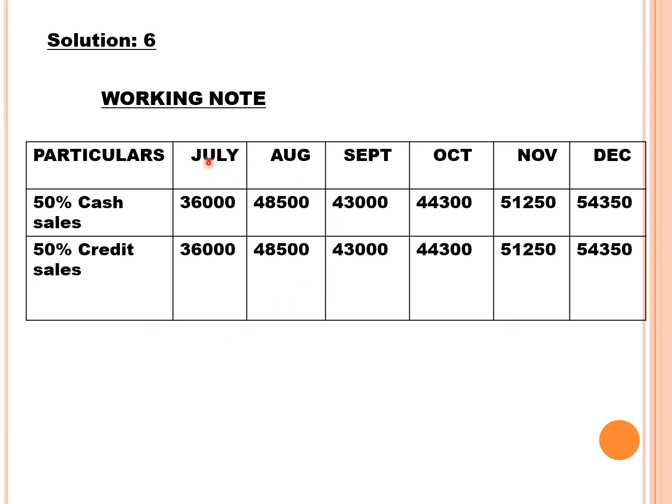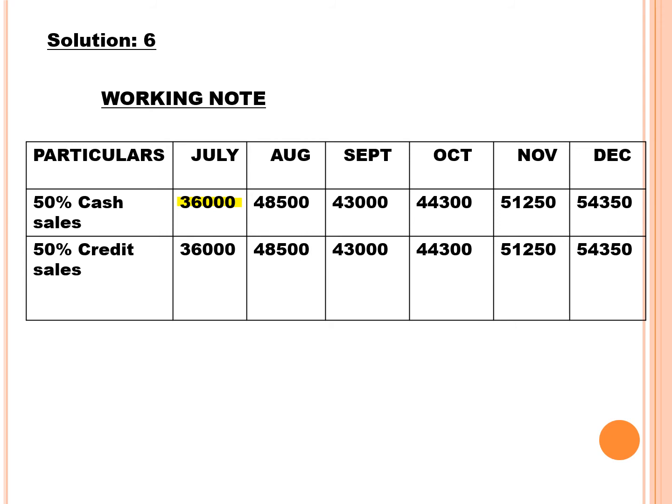So working note, students, just calculate the sales, 50% credit, 50% cash. So what will you receive? In July you will receive 36,000. That's all. We don't have credit sales of June. June's credit sales will be received in July, but June credit sales are not available. So in July you will receive only cash sales, 50% of July month only.